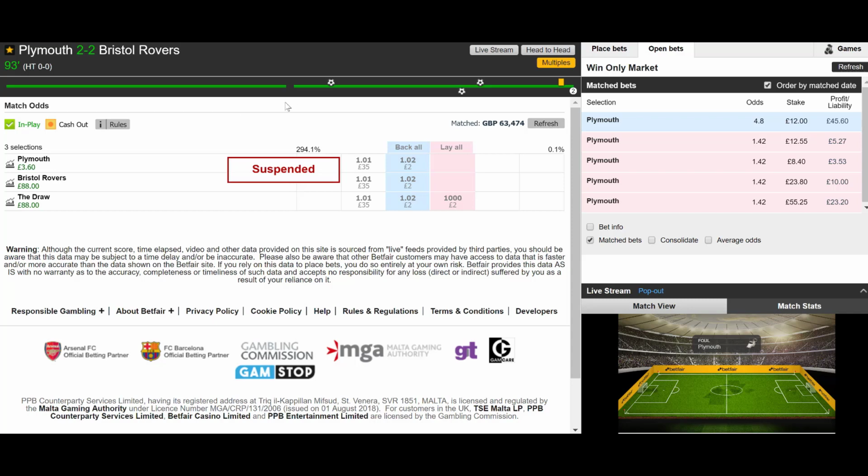As the saying goes, you have to race those winners. So it was quite funny that I was just talking about that, then the goal went in and then it went to 2-1.